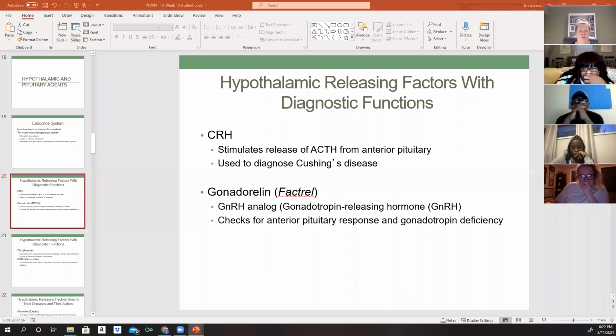So we have hypothalamic releasing hormones that have diagnostic functions, which means they can be used to diagnose certain conditions. So the hypothalamus is going to produce those releasing and inhibiting hormones, which is going to start and stop the production of all the other hormones.